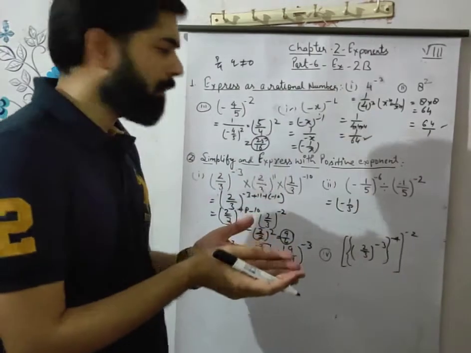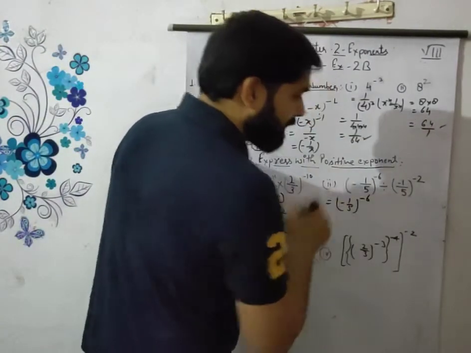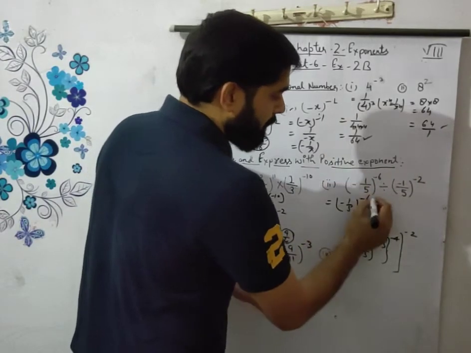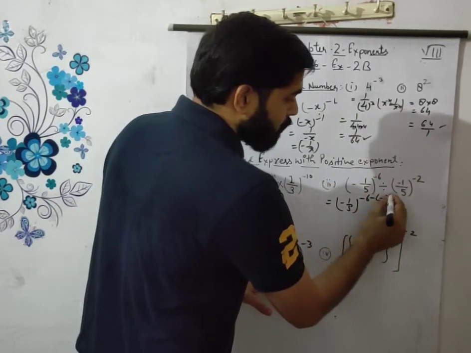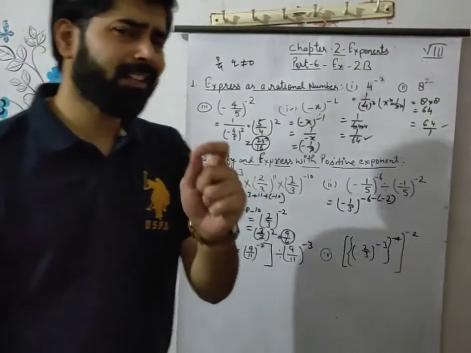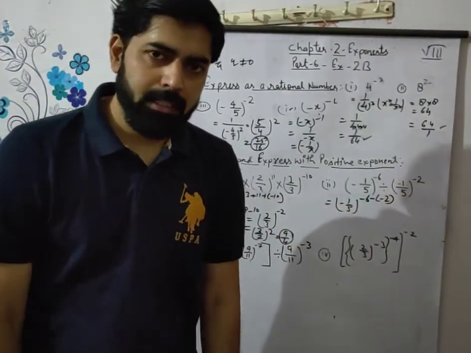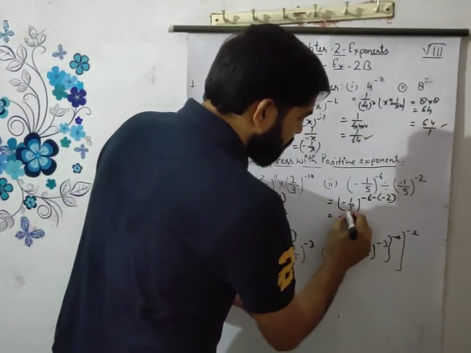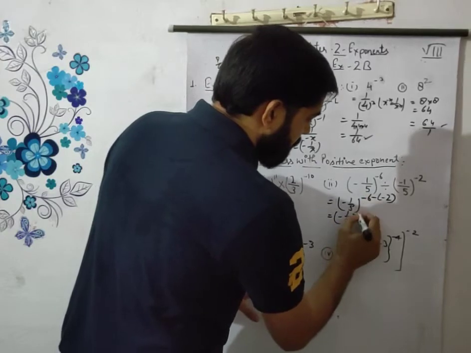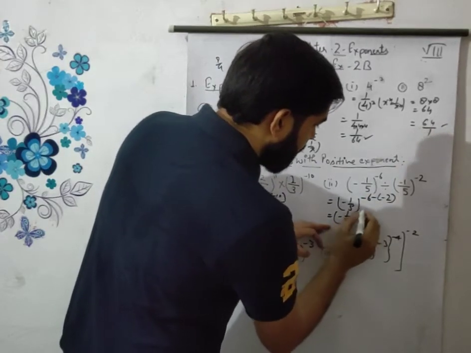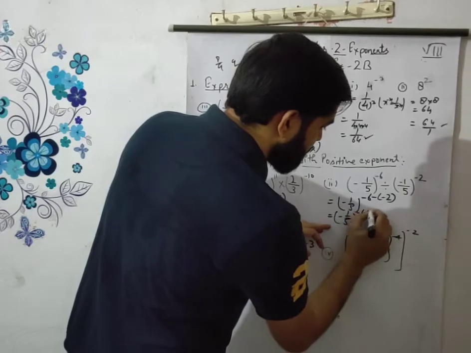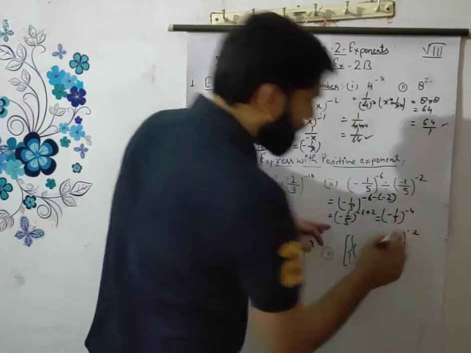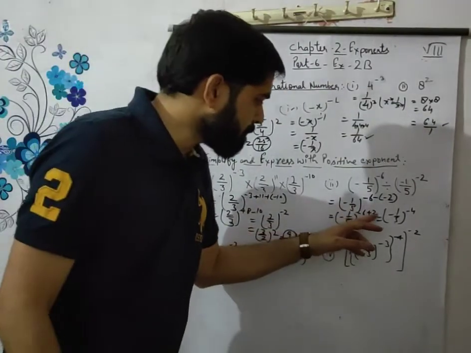Then subtract the powers. What is the first power? Minus 6, and the second is minus 2. Write minus 6 minus minus 2 in a bracket, because you know that we cannot write any two signs together. So minus 1 upon 5 raised to the power minus 6 minus minus 2, that is minus 6 plus 2, then minus 1 upon 5 raised to the power minus 4. Minus 4, how? Minus 6 plus 2.